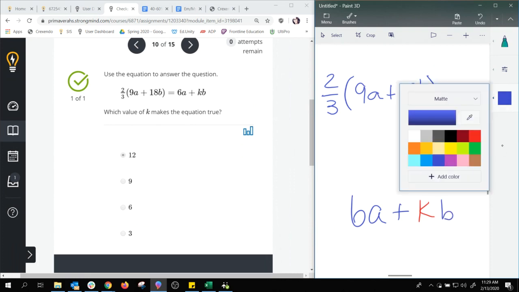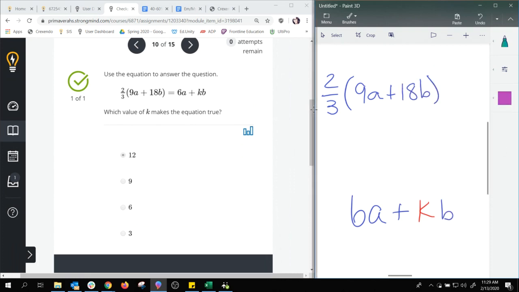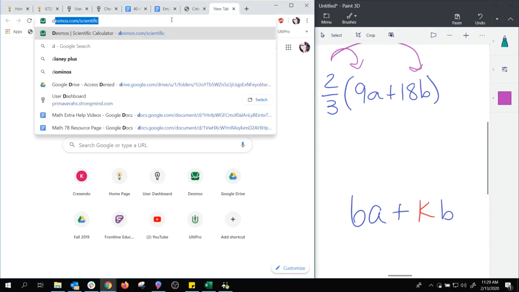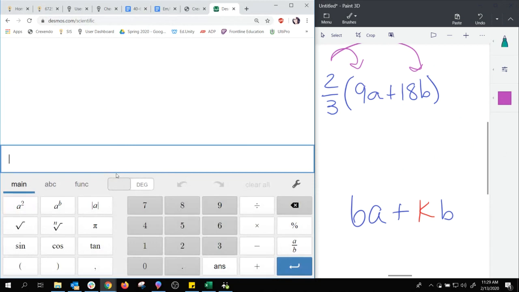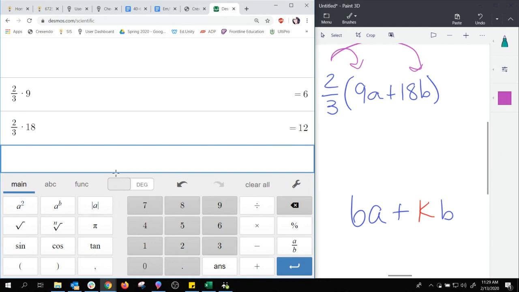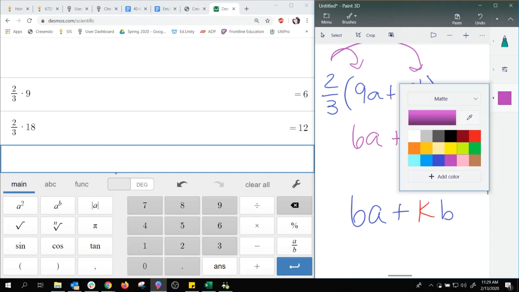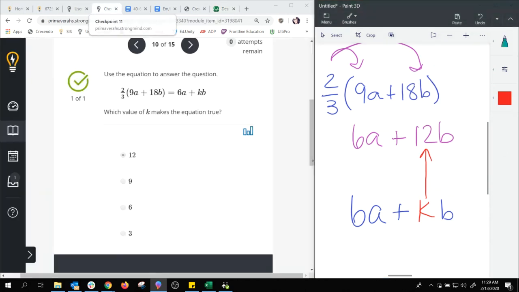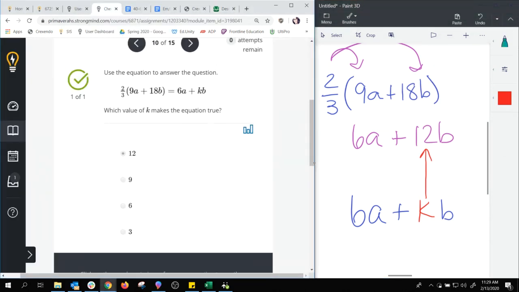So the first thing that we want to do here is distribute this 2/3 to everything in here to see what number we get in front of our b. To do that, I'm going to pull open Desmos because we can't use that same trick I just told you guys because there's not a 1 in the numerator. So if I have 2 over 3 times 9, I get 6, and 2 over 3 times 18, I get 12. So I have 6a plus 12b, which means, if 6 and 6 are the same, what does k have to be? 12. Exactly. Perfect.